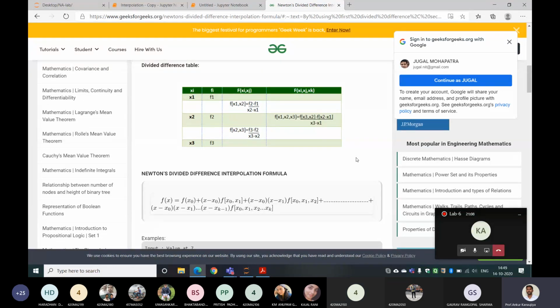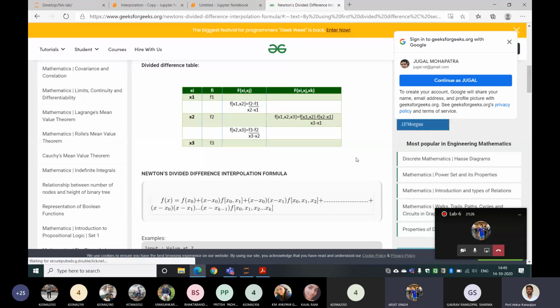Can we minimize the rows and columns? No, sir. Any other answer? 2 rows and 2 columns. 2 rows means if you don't want to take the y value, sir, then we can get 2 rows and 2 columns.